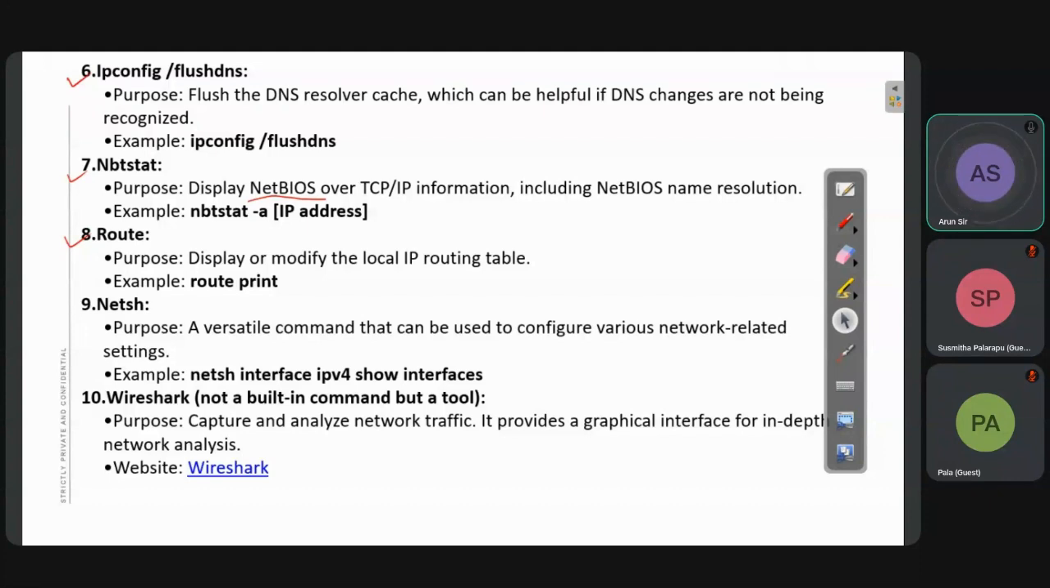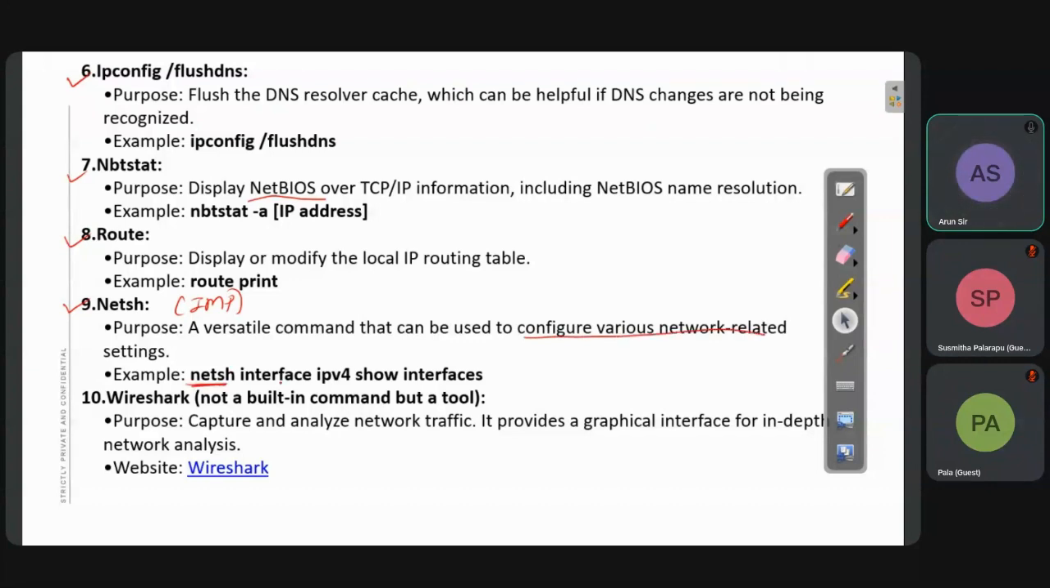Then route print is there, which will display or modify the local IP routing table, and with that you can at least understand what entries are available in our table. Netsh is another versatile and important command that we use, showing the various configurations of network-related settings.